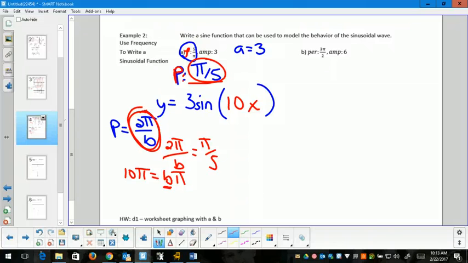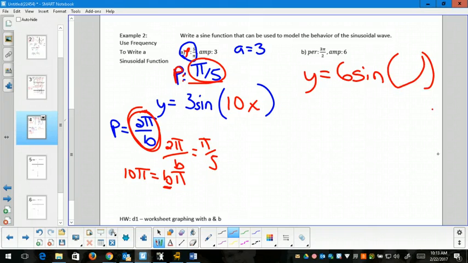6 sine of something. What'd you guys get for b? Anybody have an answer for b? 4/3 is correct.